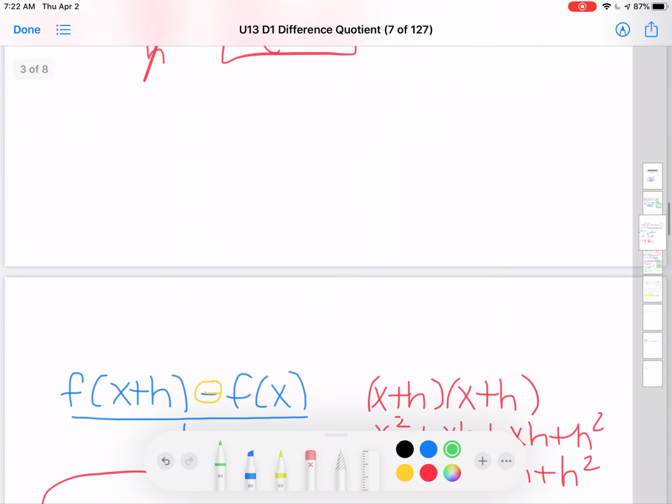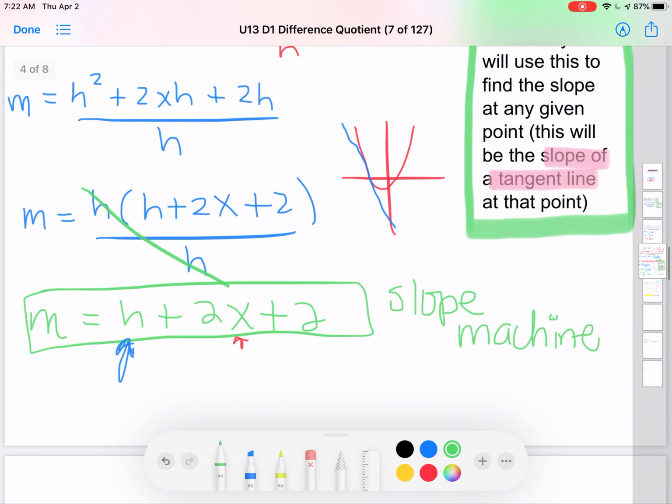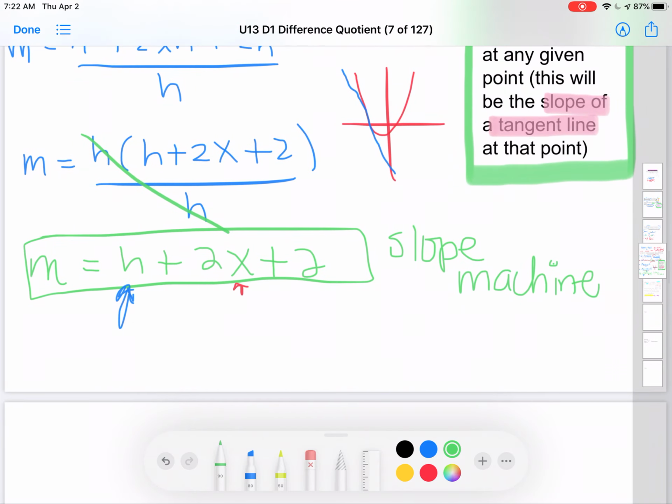But today we're just practicing the difference quotient. And I just want you to understand that this expression that you get right here is called the slope machine. And we get it by using the difference quotient.